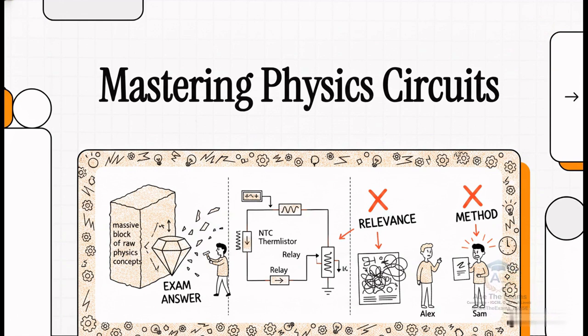Then, a few desks down, we have Sam. Sam is entirely panicked by the ticking clock. Sam rushes. Because of that panic, Sam completely misses the crucial command words like analyze and deduce. Instead of breaking the problem down, Sam just scribbles down a single final number at the bottom of the page with absolutely no working shown.